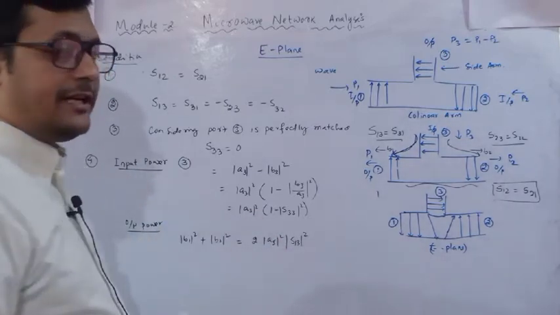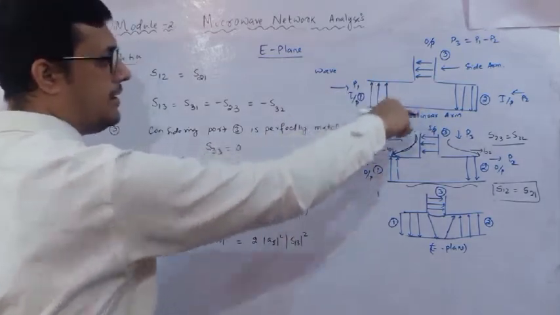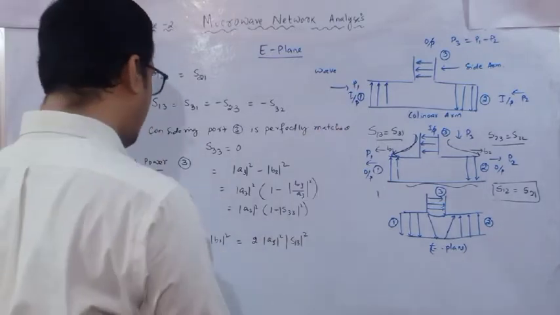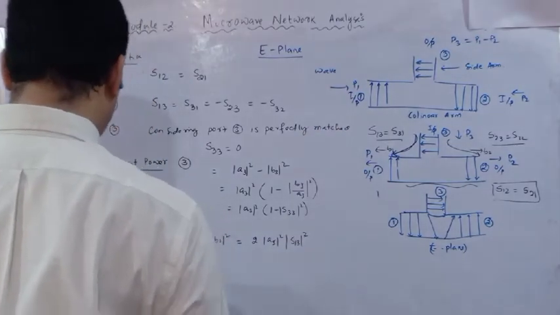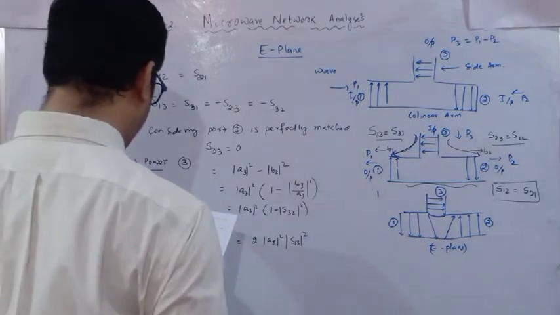Now the junction is lossless. Now here, when the power is fed at this particular perfectly matched termination, okay, so if it is perfectly matched, port 3 is perfectly matched. So here what happens?